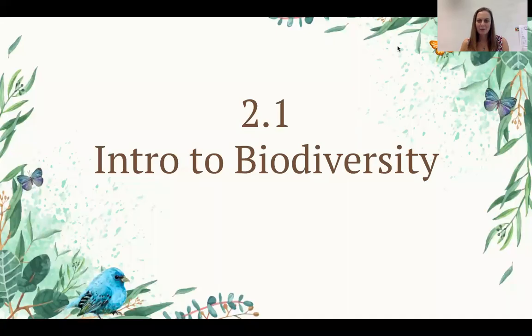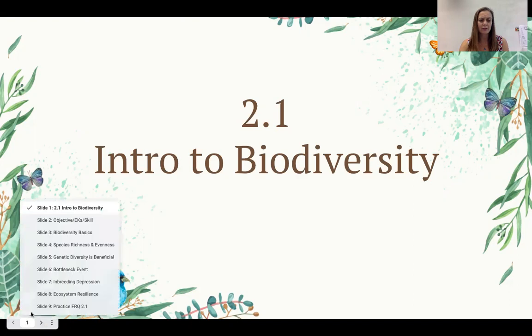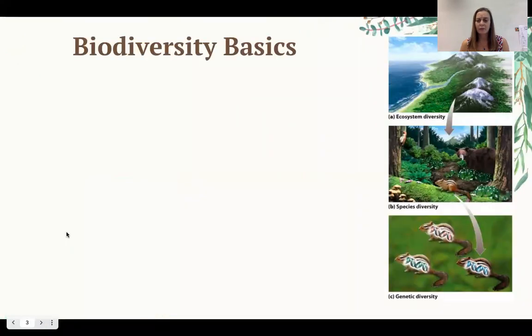So we've made it through Unit 1 in our APES flipped classroom, and we're jumping into Unit 2. And Unit 2 is all about biodiversity. So we begin with an introduction to the term and different ways that we can quantify it. Biodiversity is one of the measurements that we use as an indicator of the health of an ecosystem. So let's talk about what it is, and then we'll talk about how we measure it.